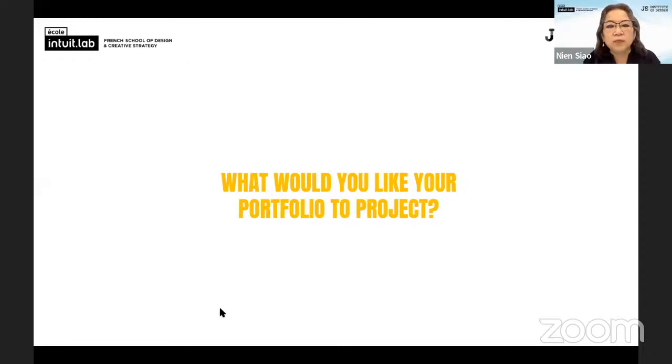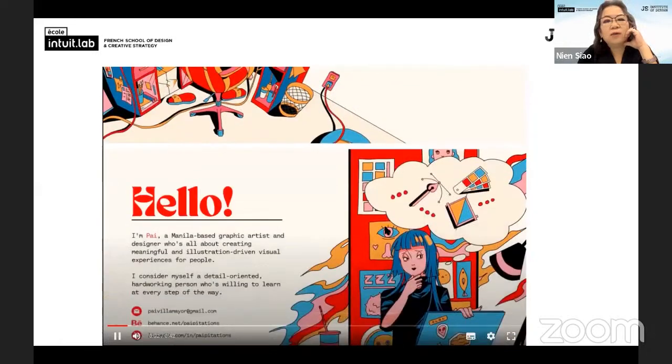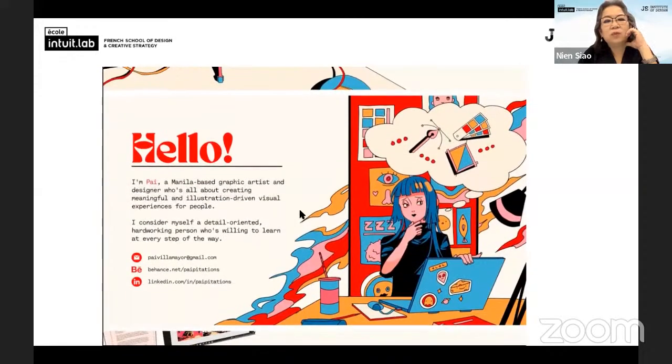All right, another question is, I want to project the way I'm able to analyze different designs in depth and what each element represents in terms of the creator's intentions. What content can I include to show this?